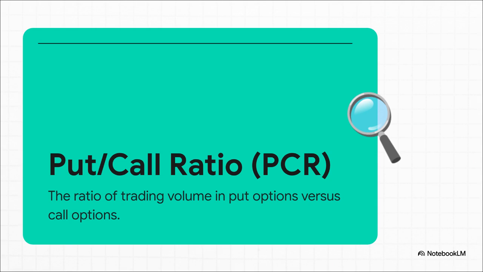This is a direct snapshot of market sentiment. It's the ultimate tug-of-war between fear and greed, measured by comparing bearish bets, which are puts, to bullish bets, which are calls. So let's use a real number here. Let's say you see a PCR reading of 1.4. What on earth does that mean? Well, it means that for every 10 bullish bets being made, there are 14 bearish bets. The market is just swimming in negativity.